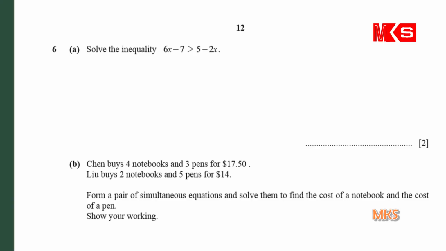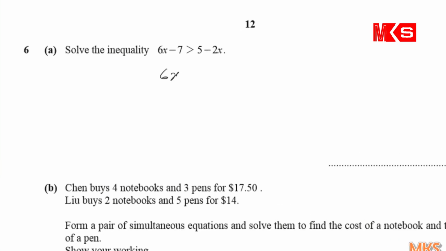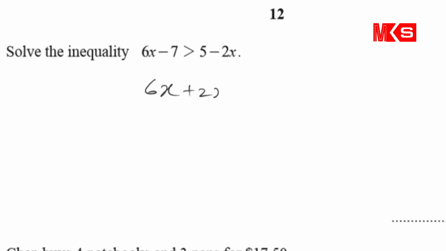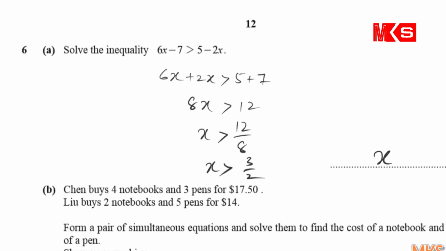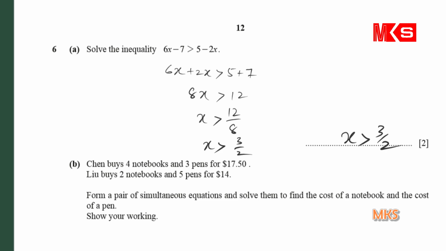Question number 6. Part A is solve the inequality. So it will become 6x plus 2x is greater than 5 plus 7. 8x is greater than 12 and x is greater than 12 by 8, which is, 4 3s are 12, 4 2s are 8. So x is greater than 3 over 2 will be the answer, or you can write x is greater than 1.5.